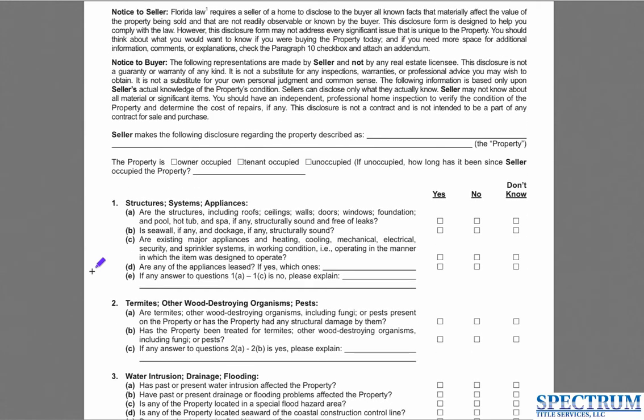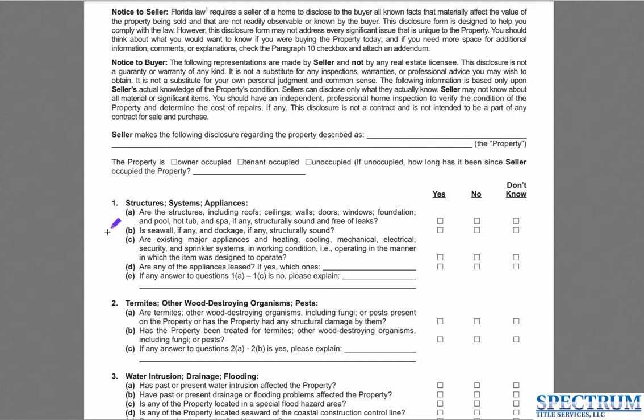Alright, now like I said, the format is question and answer. So all of these sections here are going to be asking questions. The seller is going to check yes, no, or don't know. And at the end of each section, there'll be a couple lines for a further explanation. If the seller needs more room, if they have a lot more to explain, again, there will be an additional page there for them to do that.